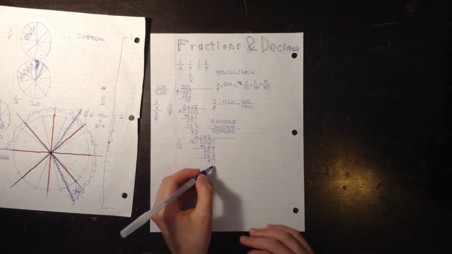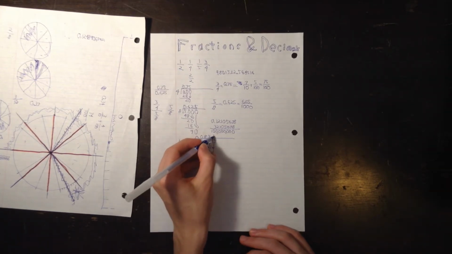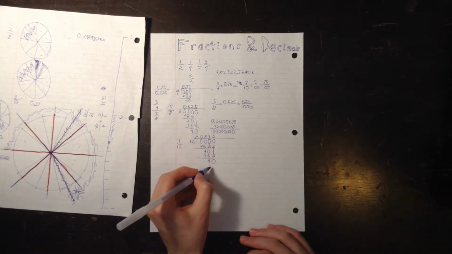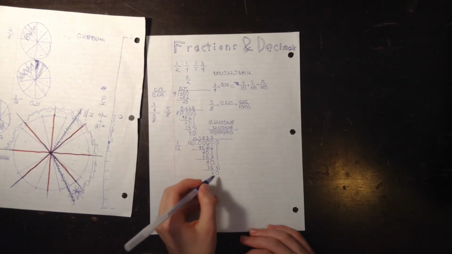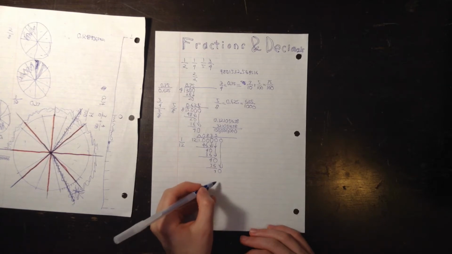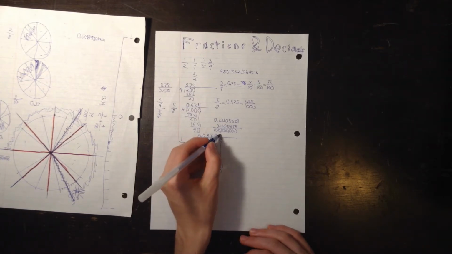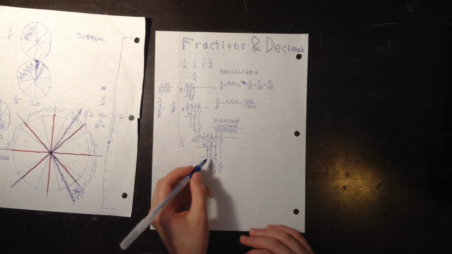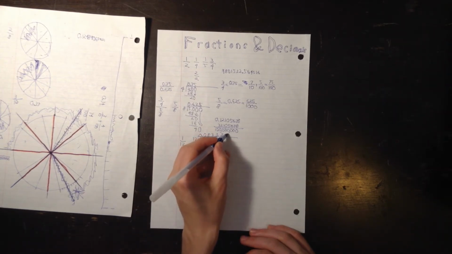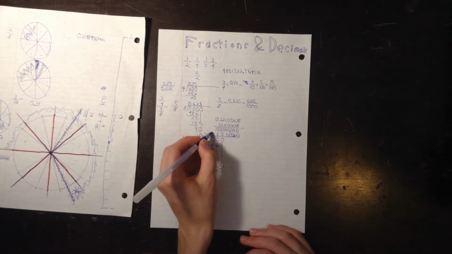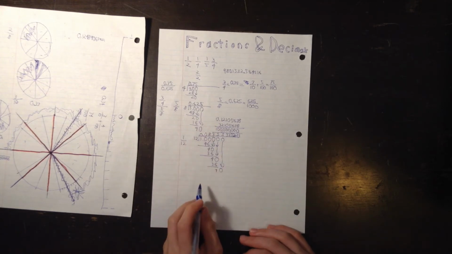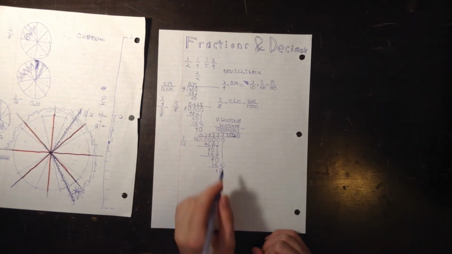12 goes into 40 3 times. 3 times 12 is 36. And then we're left with 4, and add another 0. 12 goes into 40. It's the same thing as before, so it's going to be 3 again, and keeps going. This one repeats. We got a repeating decimal, basically. So yeah, that's a thing.